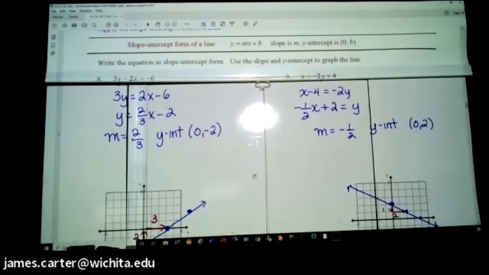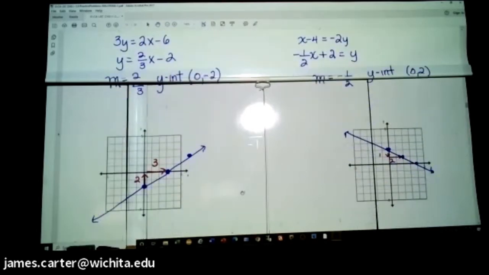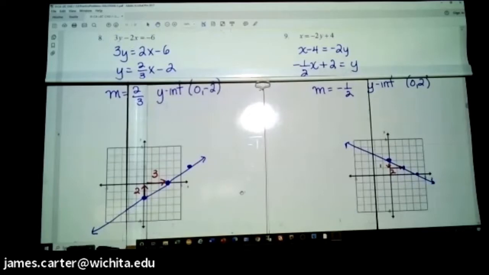Okay, here's our y equals mx plus b, which is our basic linear equation, our workhorse, where m is the slope and the y-intercept is the b, or the y value of the b point.